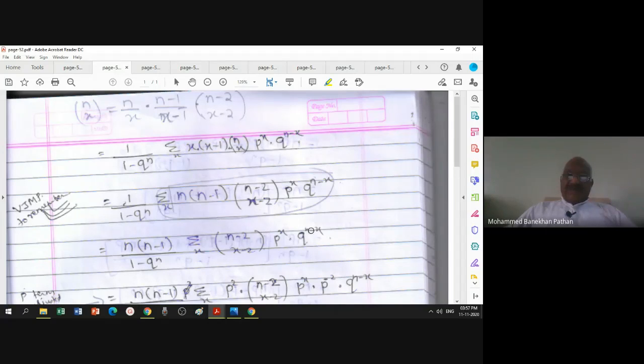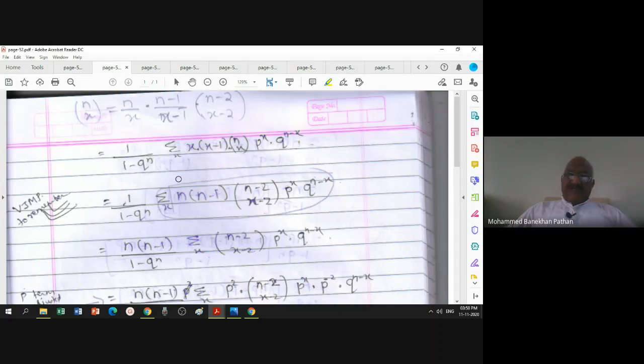Now here I apply the result of combination, which is very important to remember. x multiplied by x minus 1 multiplied by nCx. Write the formula of nCx, that is n factorial divided by x factorial into n minus x factorial. x factorial is written as x into x minus 1 into x minus 2 factorial. x minus 1 cancels with this. And the remaining terms are arranged this way.